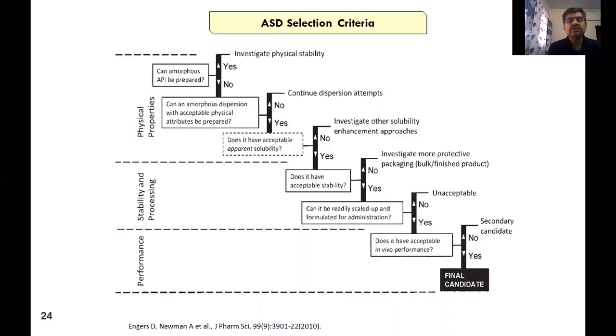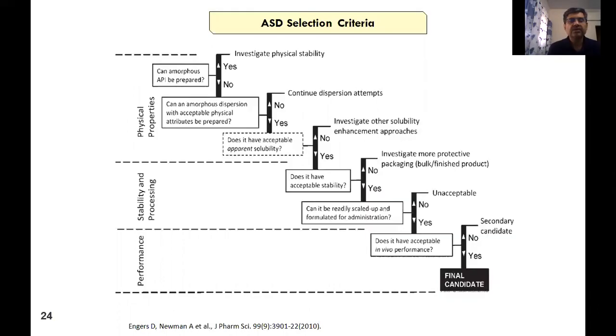If the answer to this question is yes, then you can investigate the physical stability of the amorphous API, and if found suitable, you can directly use the API in the amorphous form for the product development, which we have discussed is very rarely the case because most of the APIs in their amorphous form are going to be unstable. If they are unstable in the pure amorphous form, you then need to go to the next question.